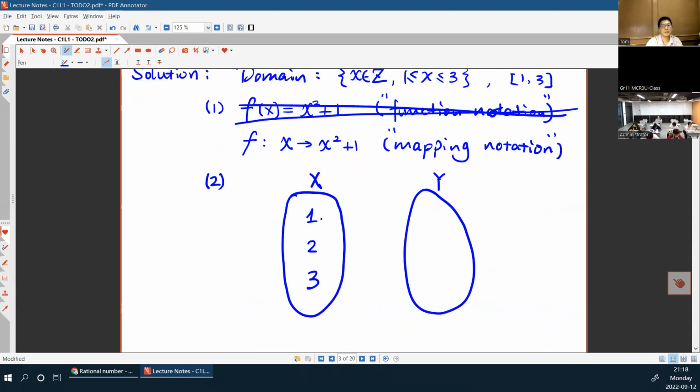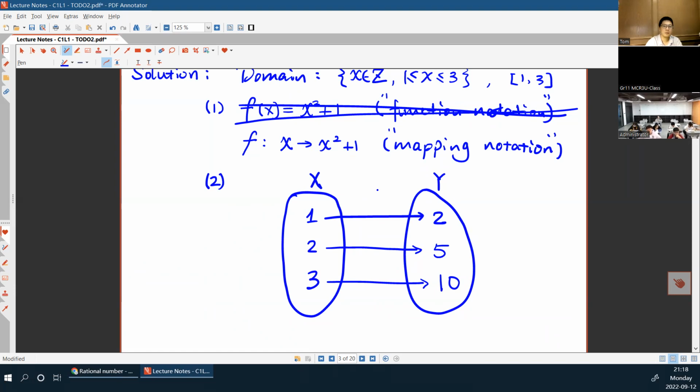So when x is 1, 1 is mapped to 1 squared plus 1. That's 2, right? When x is 2, that's 2 squared plus 1, so 2 is mapped to 5 in the y, right? And when x is 3, 3 squared plus 1 is 10. So 3 is mapped to 10. So this is called a mapping diagram.